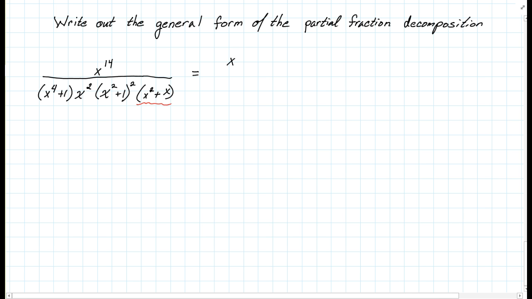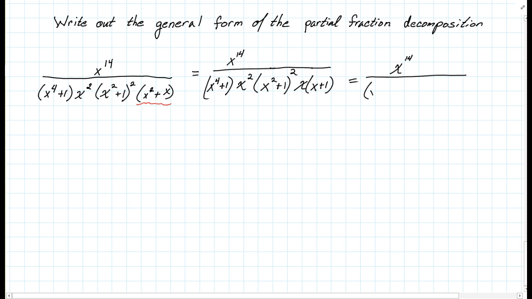So this is x to the 14th over x to the 4th plus 1 times x squared plus 1 squared times x plus 1. Whew. And now when we simplify that, we'll get x to the 14th over x to the 4th plus 1 times x cubed times x squared plus 1 squared times x plus 1.